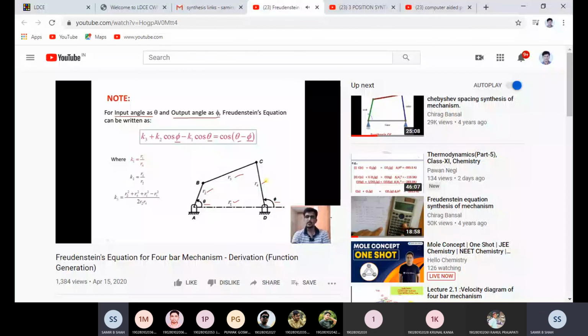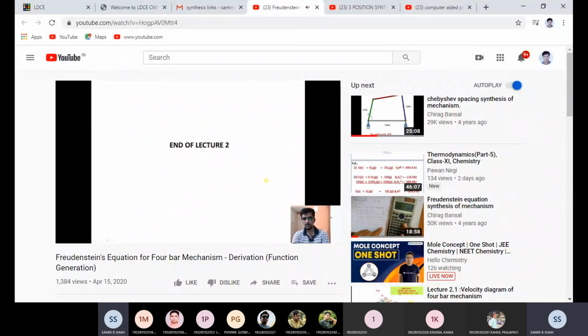In the next lecture, we will find out how to derive these set of equations for a slider crank mechanism. So this ends lecture number 2.